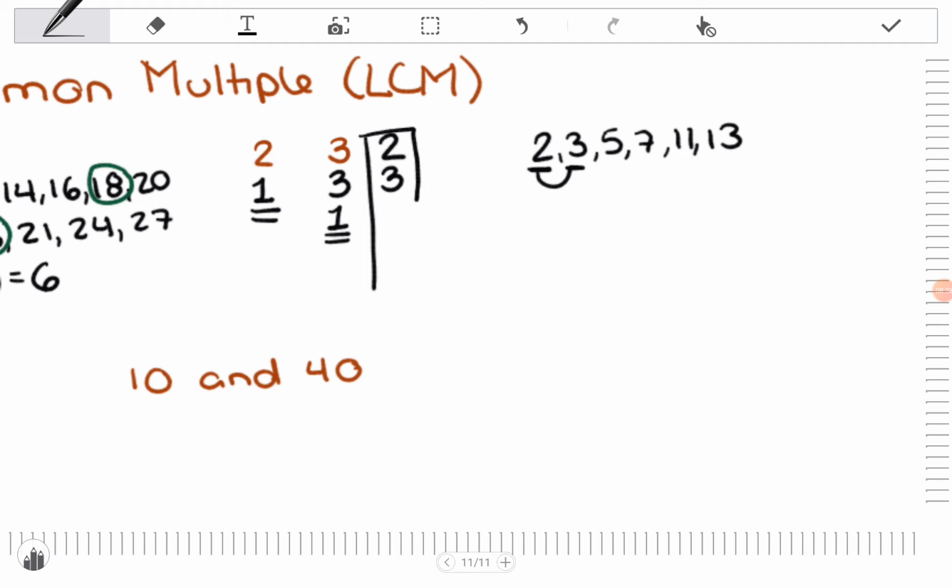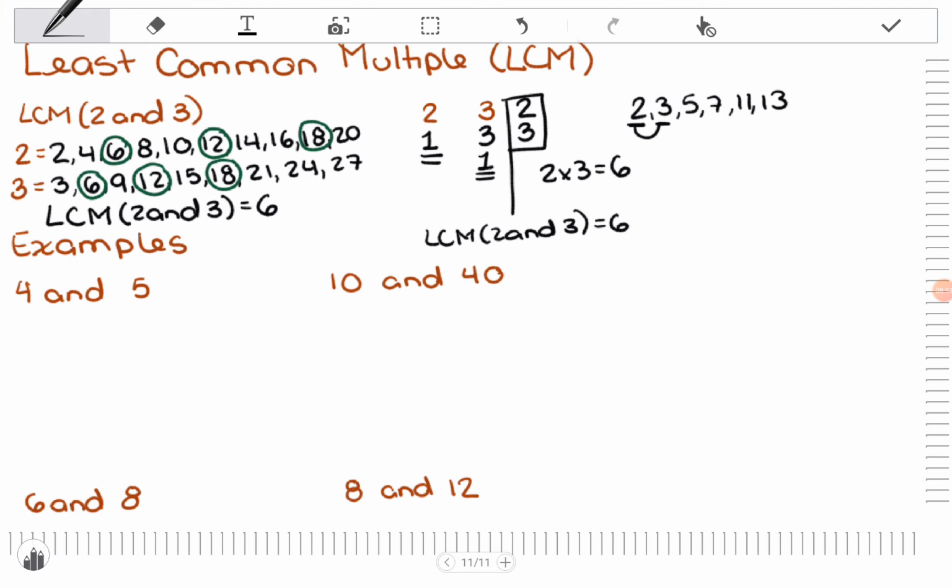So that's it. That's how it works. Over here, we have the answer. How? We have to multiply 2 times 3. And as you notice, 2 times 3 is 6. So, as we said, the LCM of 2 and 3 is 6. As you noticed, and as you can see, the answer is the same.